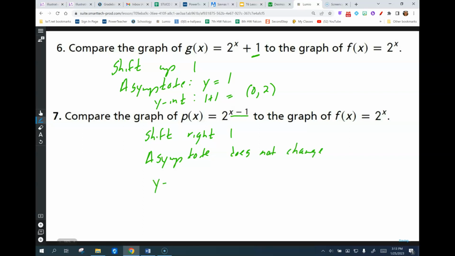Okay, and your y-intercept, we're going to go the old-fashioned way. This is going to be 2 to the 0 minus 1, so 2 to the negative 1. So my y-intercept becomes 1 over 2. Good.